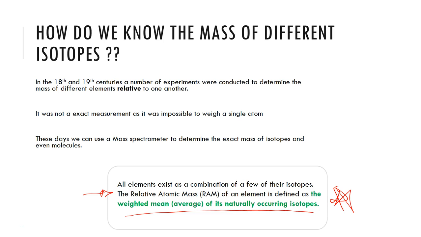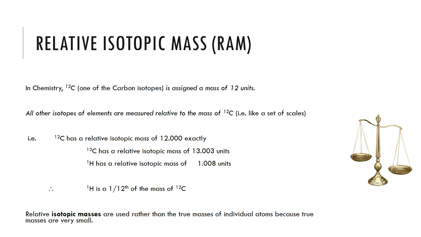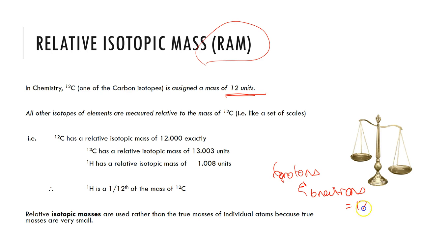So we need to take those percentages into account to be able to accurately work out their mass. So we define this as RAM, or relative atomic mass, and it is actually defined against carbon. One atomic mass unit has been defined as equal to 1/12 of the mass of a carbon-12 atom. We know that carbon-12 has 6 protons and 6 neutrons, which means by saying that this equals 12, then anything with 1 proton should equal 1.